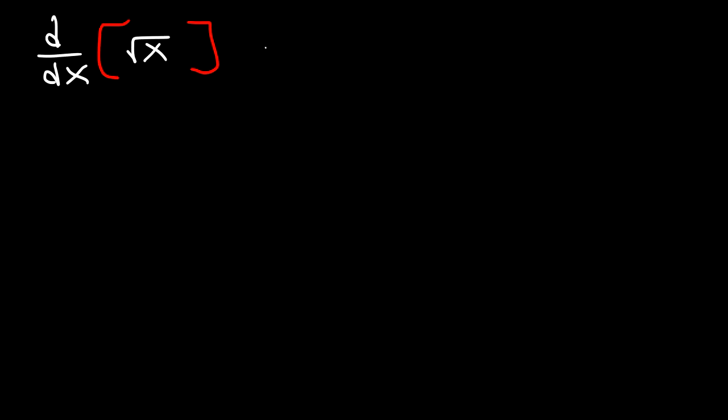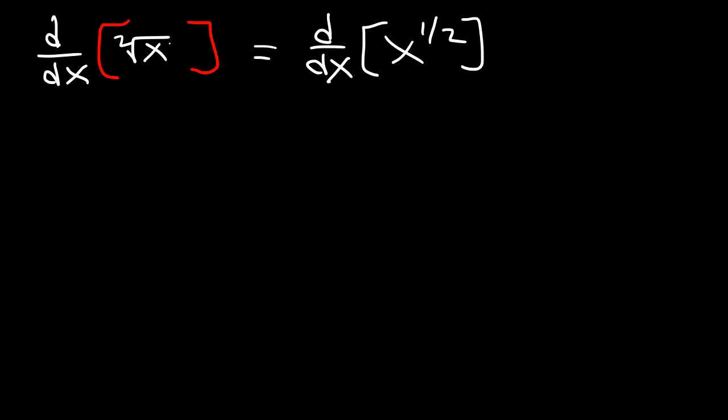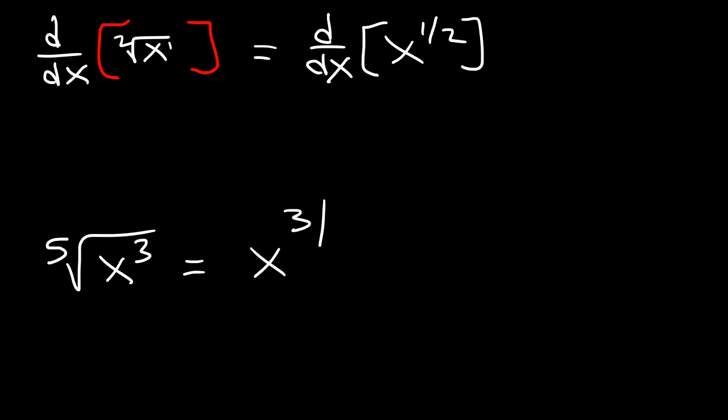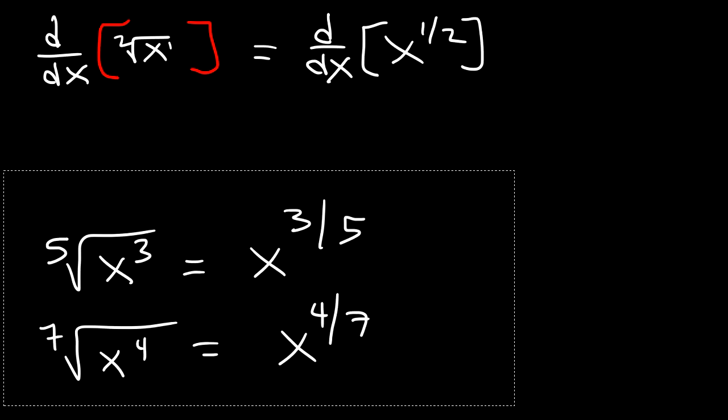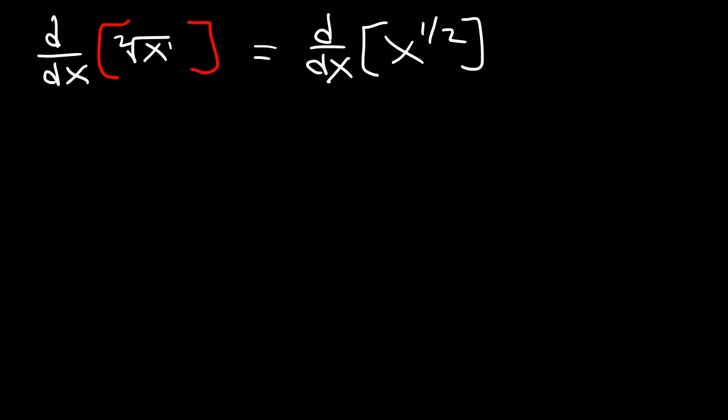The first thing we need to do is rewrite the expression. The square root of x is basically x to the 1/2. The index number is an invisible 2 and the exponent is a 1. So for instance, let's say if you have the 5th root of x cubed, you can rewrite that as x to the 3/5. Or if you have the 7th root of x to the 4th, you can write that as x to the 4/7. So you have to rewrite the radical as a rational exponent.